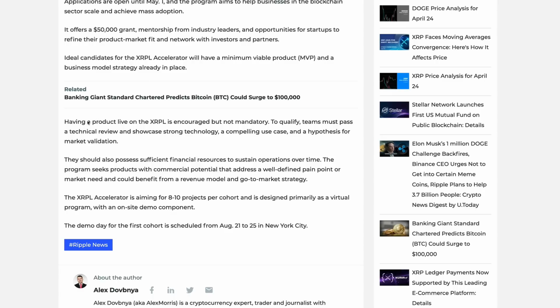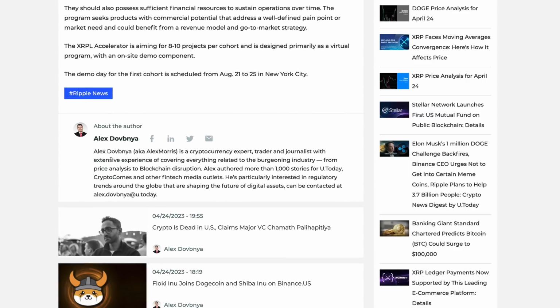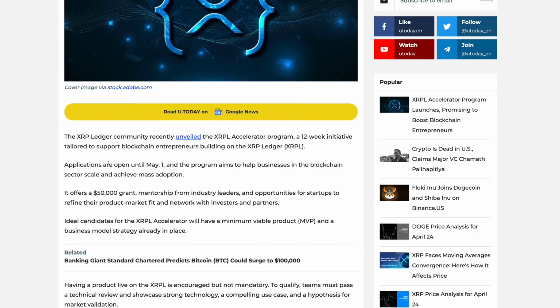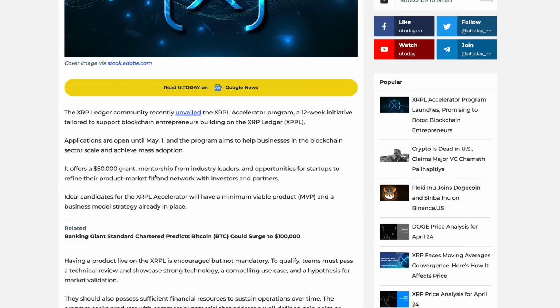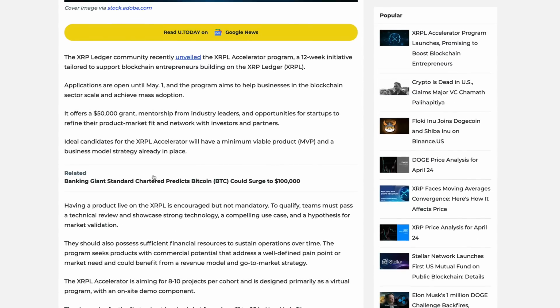To qualify, teams must pass a technical review and showcase strong technology, a compelling use case, and a hypothesis for market validation. So for you startups and developers out there looking to work on the XRP ledger, there are so many opportunities for you guys. The Accelerator Program is aiming for 8 to 10 projects per cohort and is designed primarily as a virtual program with an on-site demo component. The demo day for the first cohort is scheduled for August 21st to the 25th in New York City. So more development occurring, obviously, on the XRP ledger. Seems like it does not stop. There is constant development on the XRP ledger.